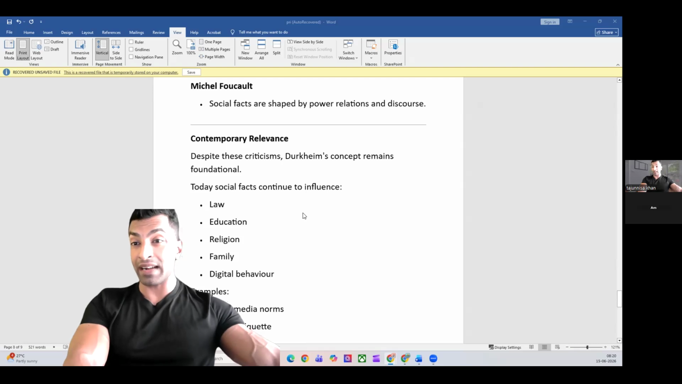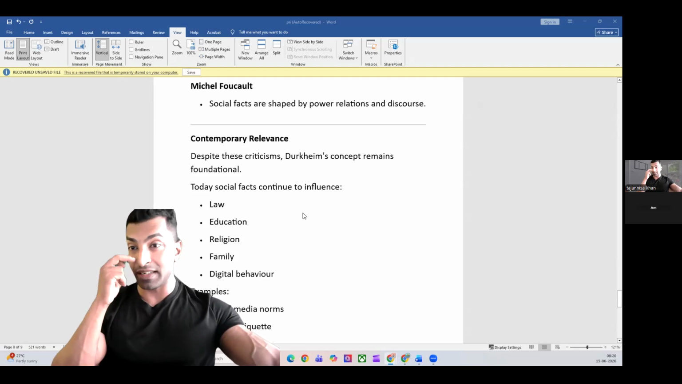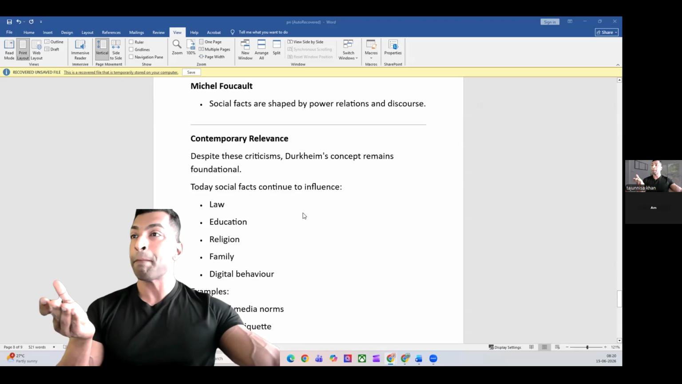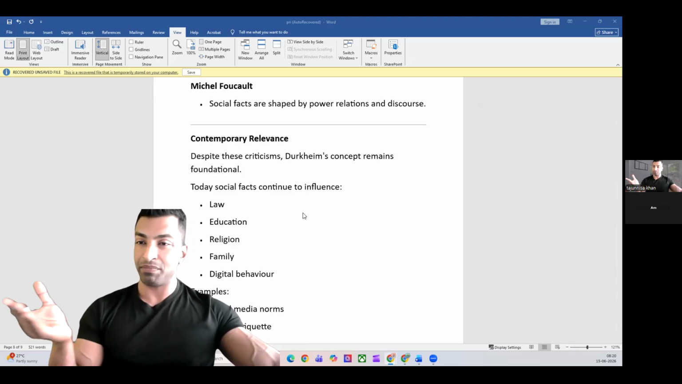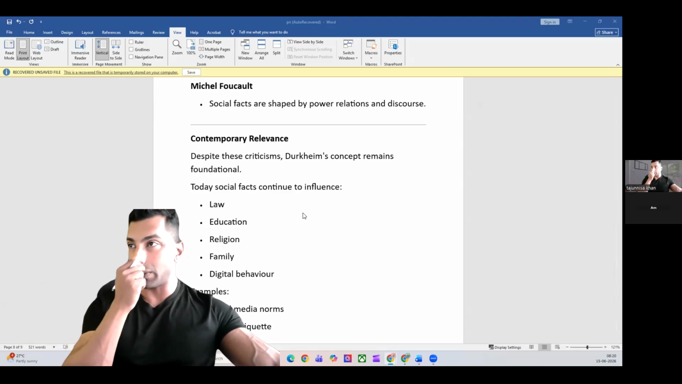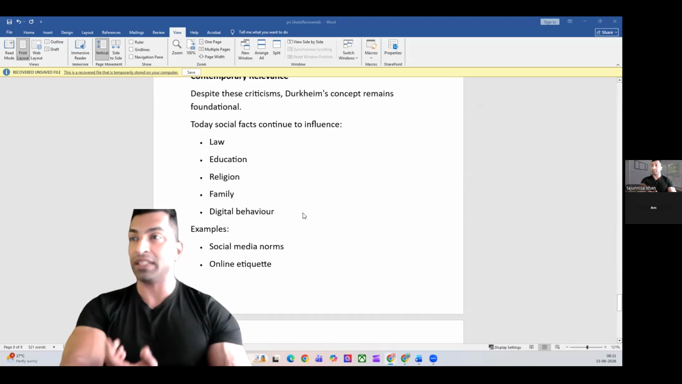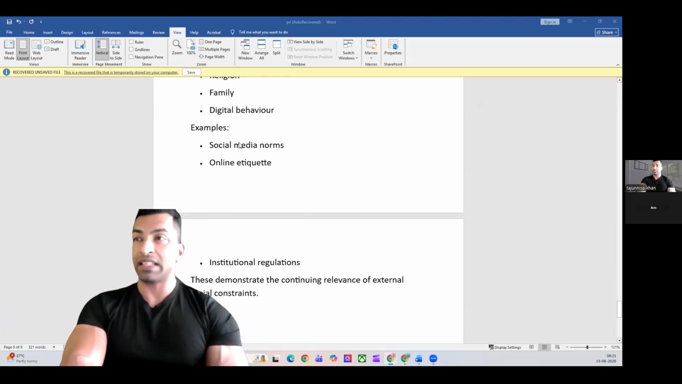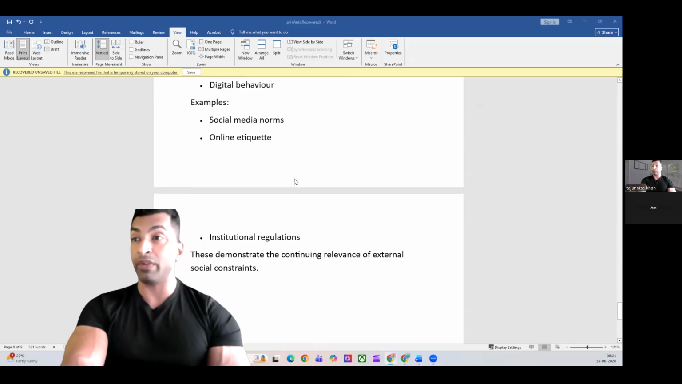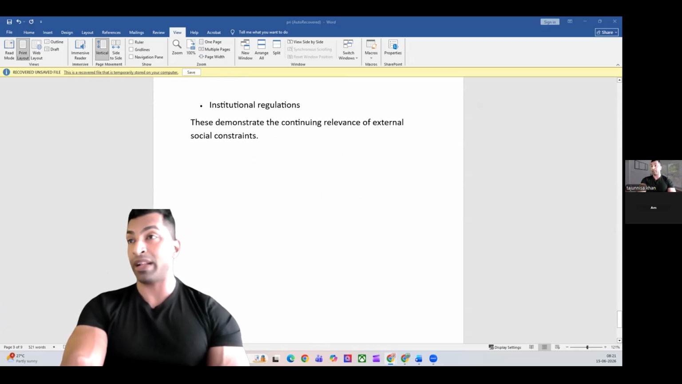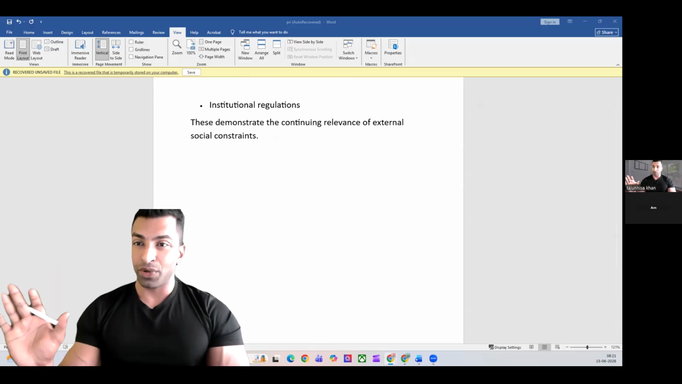Now you also need to add the contemporary relevance, despite the criticisms and limitations, because that is the contribution part of the relevance part which is required. It remains foundational in sociology. Social facts continue to influence law, education, religion, family, and digital behavior. For example, social media norms, online etiquette, institutional regulations. All these demonstrate the continuing relevance of external social constraints. So you got a perfect answer.